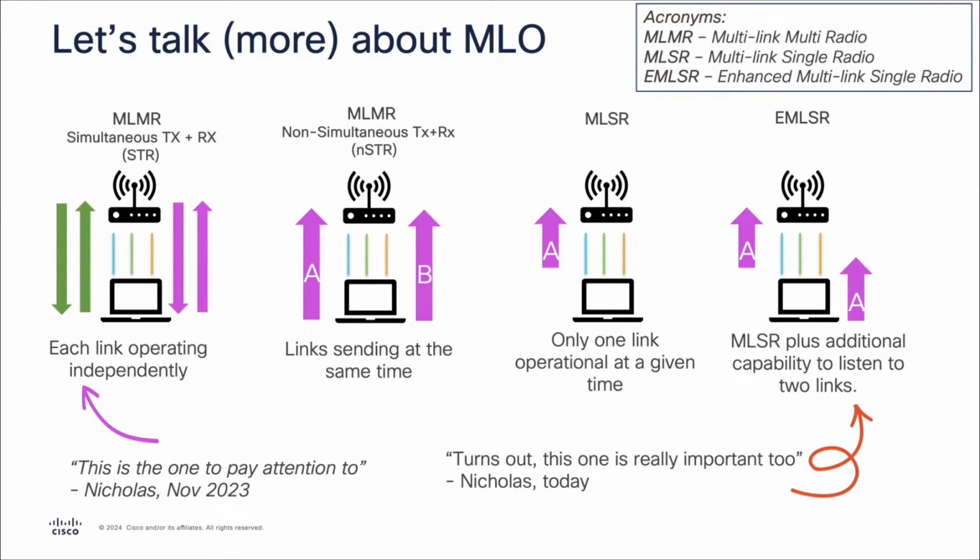It is a little more complicated. There's signaling involved. It's two-way. But these are kind of the main two terms. If you educate yourself on MLMR and eMLSR, you're going to be ready for the first wave of MLO. There are also some terms, STR and NSTR. STR is the one that matters. Just forget about NSTR for now.